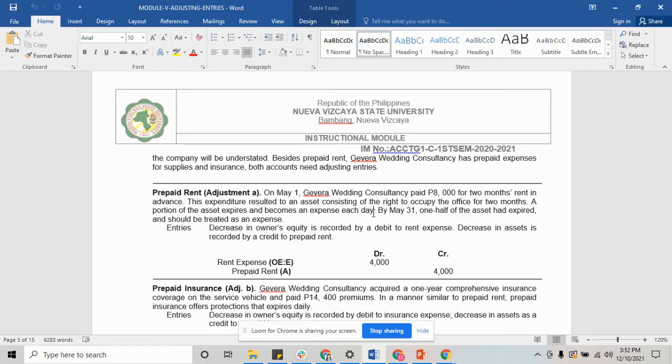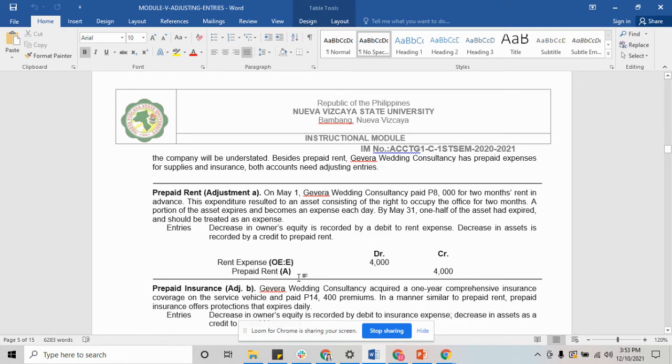Ngayon, anong magiging adjusting entry mo after 1 month? So, May 1 ka nagbayad. After 1 month, of course, May 31, nag-expire na or nagamit mo na yung 4,000 dun sa 8,000. Remember, the 8,000 consists of 2 months rent in advance. So, by May 31, used up mo na yung 4,000 pesos. At dahil used up mo na siya, mawawala na ngayon sa asset mo at i-record mo na siya as expense. So, the entry will be debit rent expense, 4,000 pesos, credit prepaid rent, 4,000 pesos.